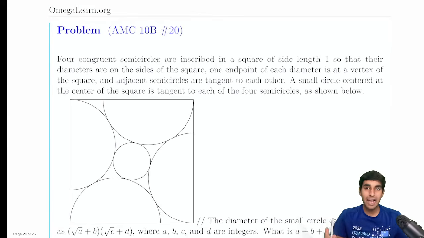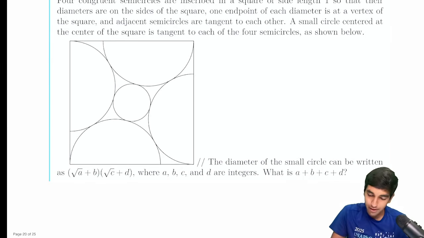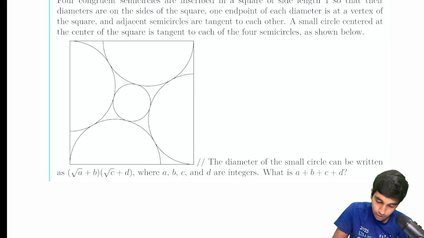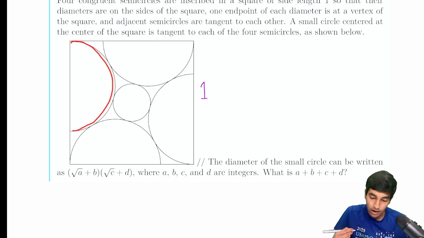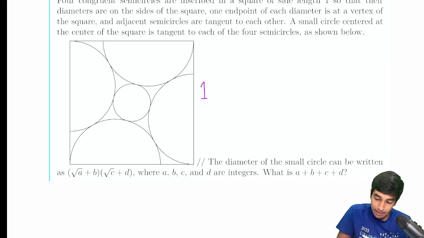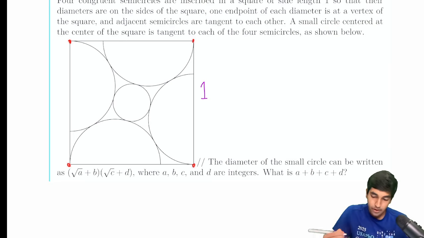Number 20 on the 10B, let's see how we can tackle the semicircle problem. 4 congruent semicircles are inscribed in the square, and we know the square has side length 1. The diameters are on the sides of the square, and one endpoint of each diameter is at a vertex of the square, so that's just saying this basically. And then we have a circle.